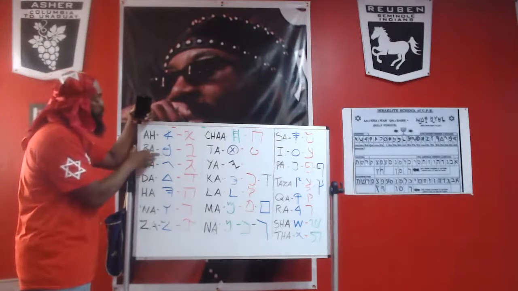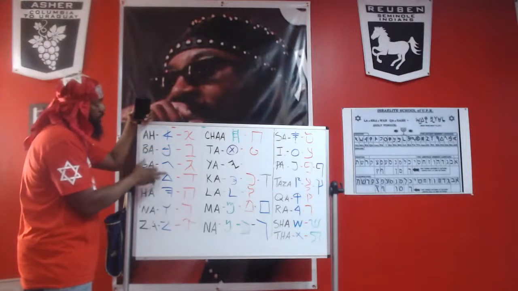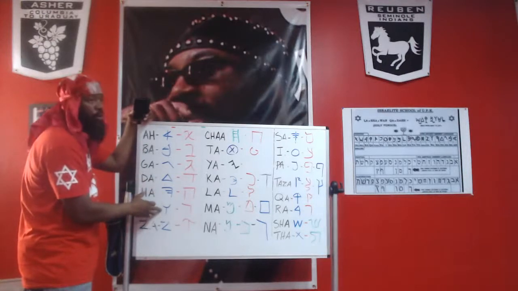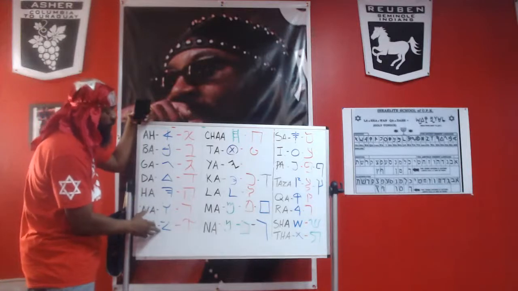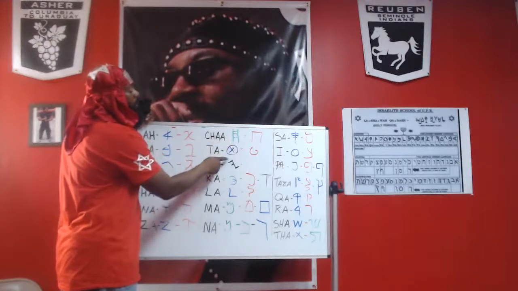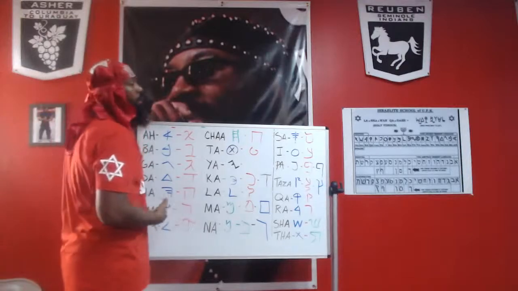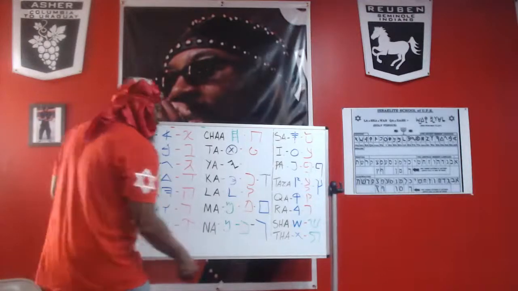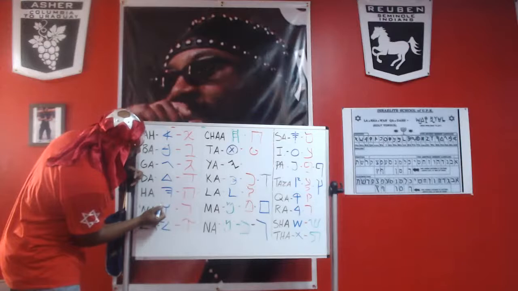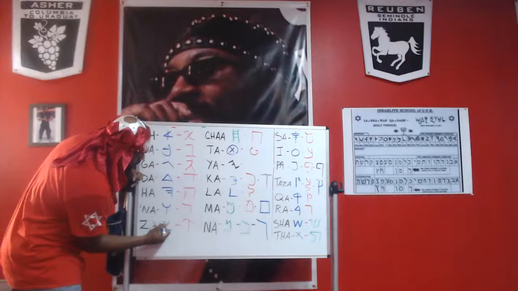A, ba, ga, da, ha, wa, za, ka. Remember, in the ancient Hebrew, ka will look like a ladder. Now wa, in the ancient Hebrew, will kind of look like a wishbone, if you will.